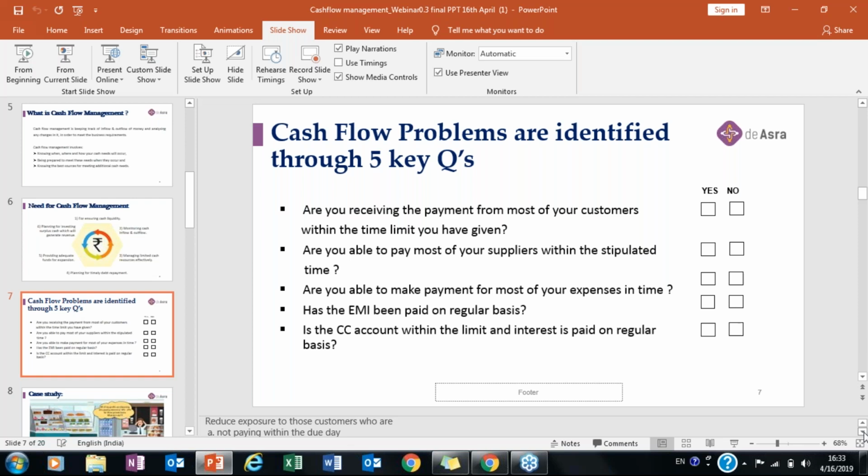As I said, once you've taken loans or funding from the bank, if you're not paying the dues back, it may majorly affect your credit score or your CIBIL score. So you also need to identify whether you are able to make the payments of most of your expenses in time. Has the EMI been paid on a regular basis?